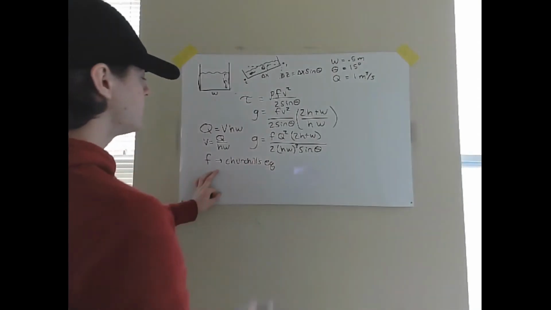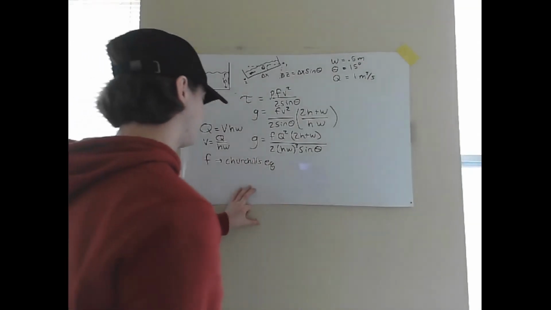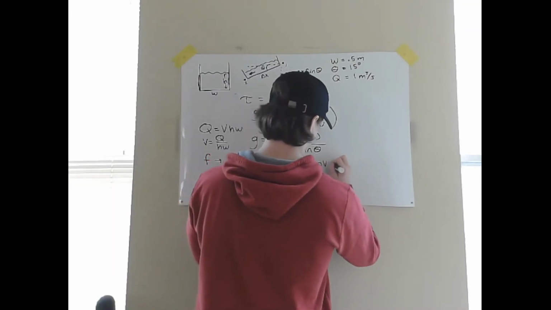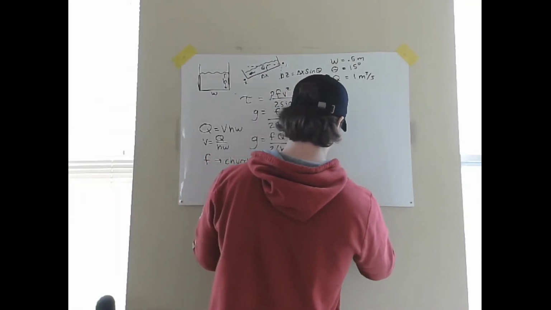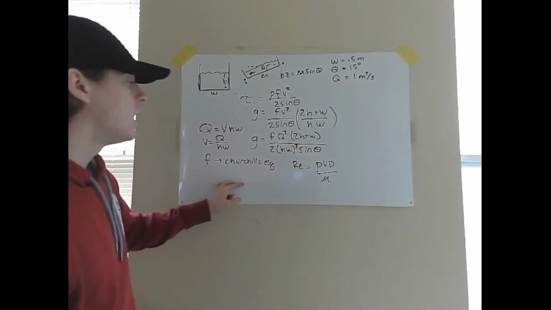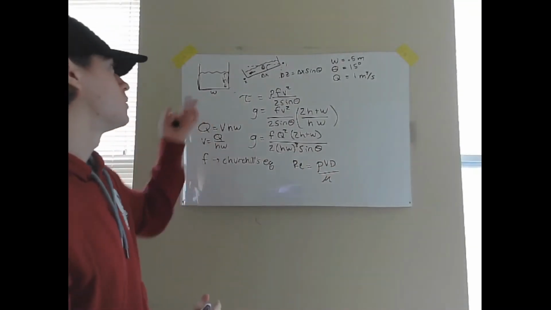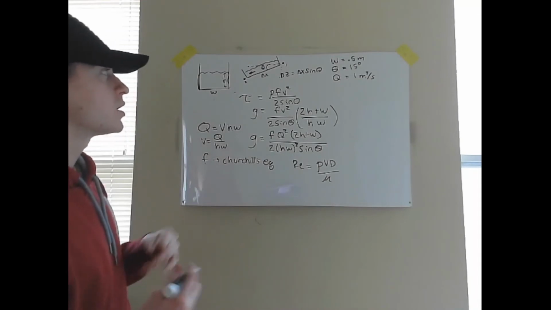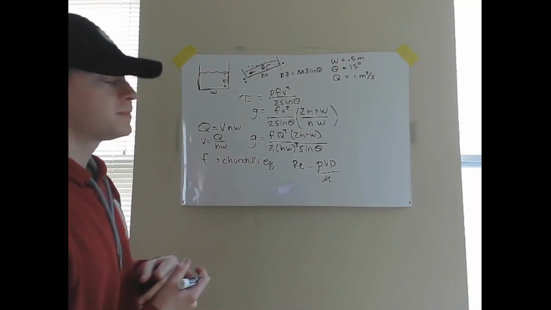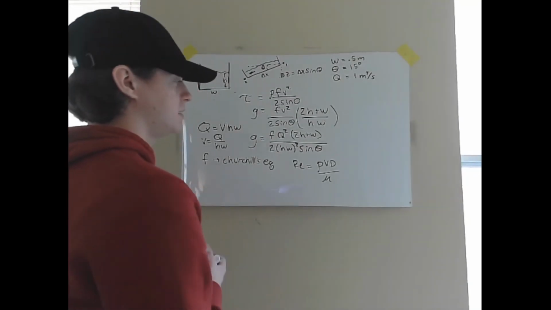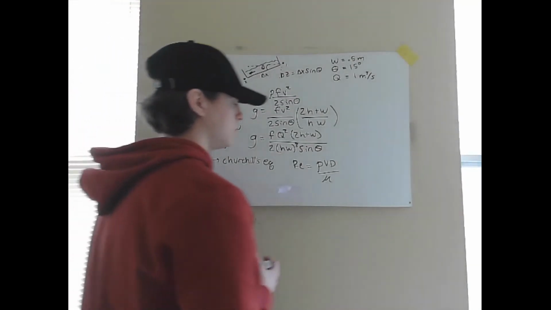But in order to use this equation, we need the Reynolds number. If you remember, Reynolds number is rho v d over mu. But we really don't have a defined diameter for our square pipe. So we're actually going to compare this to a cylindrical pipe and find the diameter that represents it in this problem.